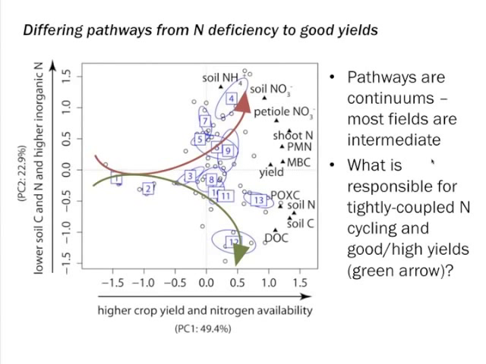But this green arrow is moving from lower to higher yields down towards the soil organic matter, towards a tightly coupled scenario. And so it's really important to point out that these pathways are really continuums, and most fields are sort of intermediate somewhere along this pathway. And so now really the question is, what's responsible for this tightly coupled nitrogen cycling scenario that has good yields?